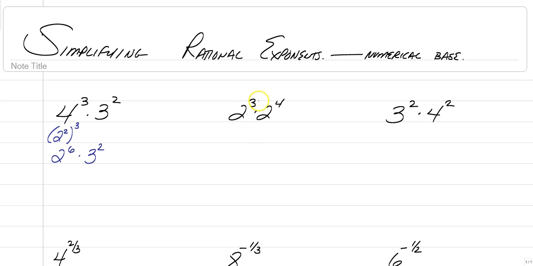This one, same base, so we can add our exponents. That's just 2 to the 7th power, no big deal. This next one, different bases, but the same exponent. We can multiply those. 3 times 4 is 12, so we can call that 12 squared. So yes, you could type in the calculator. You can do 16 times 9 and get your 144 and all that kind of stuff. But we don't want to right now. We're just working on simplifying for this video, okay?